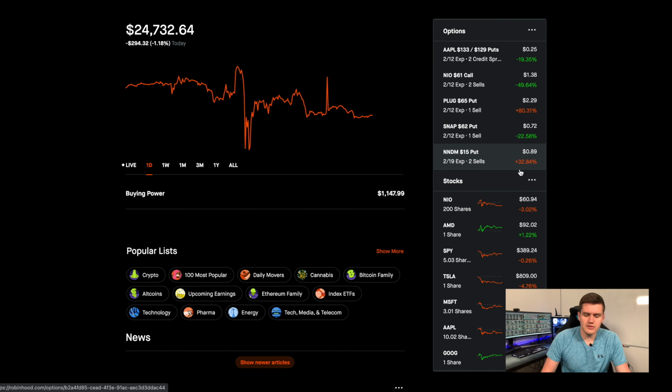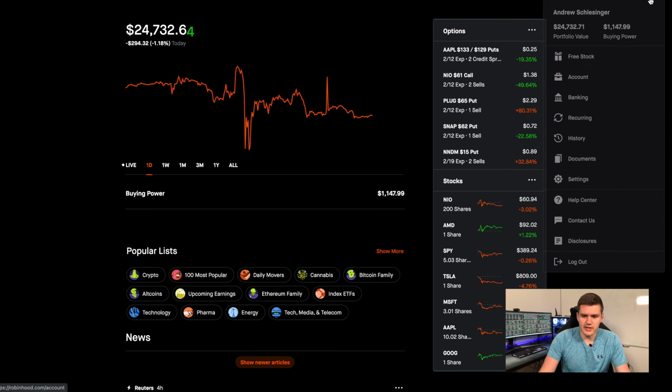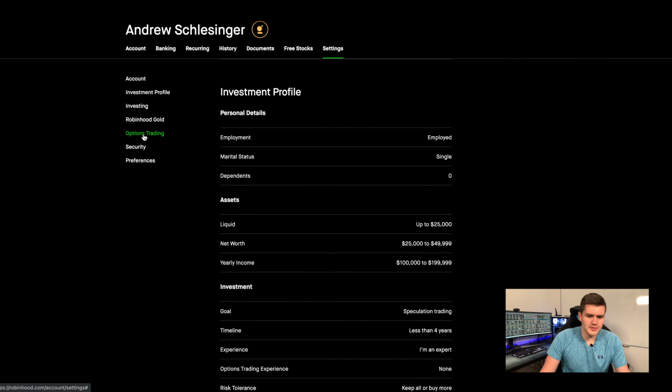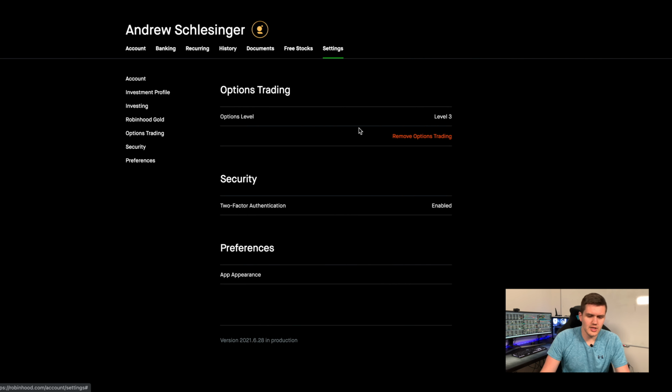If you want to turn on options in your account, you just want to go to Account, Settings, Options Trading. There we go. Options Trading. And then you should see a button that says Turn on Options Trading or something to that effect. And you should be able to turn on Level 2 options.